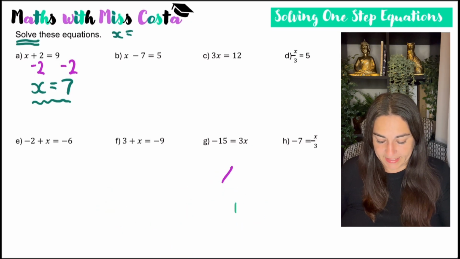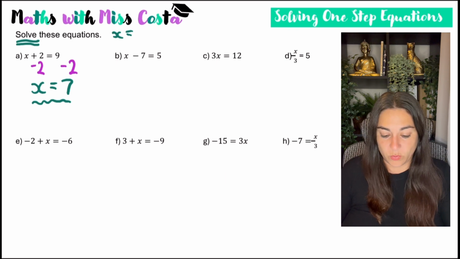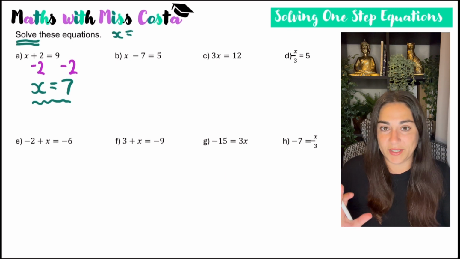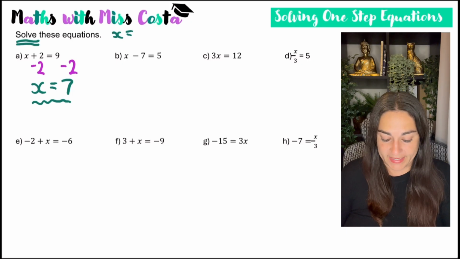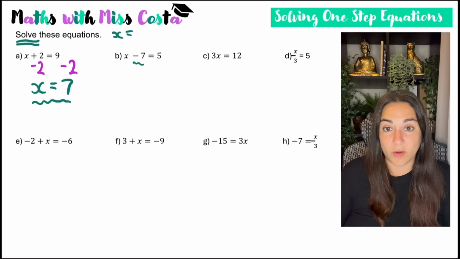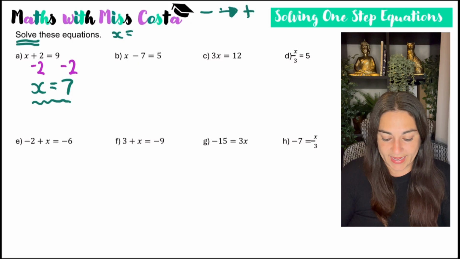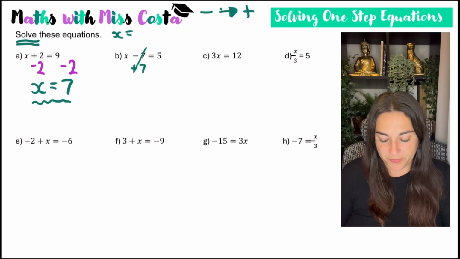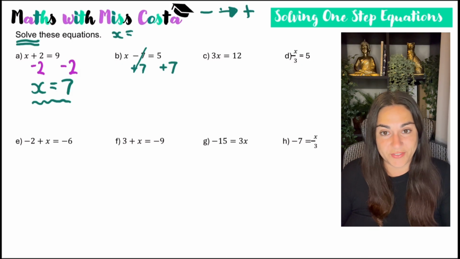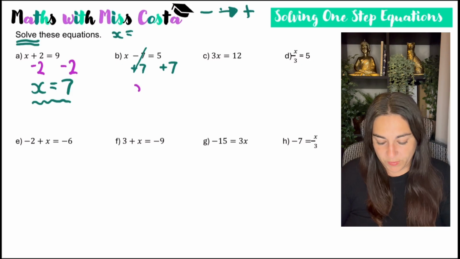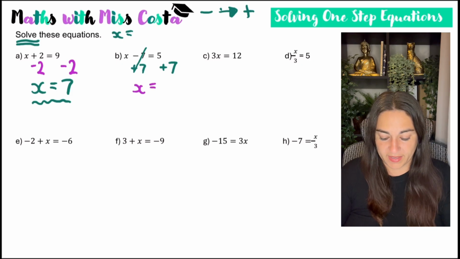So let's use the balancing method. Imagine the scales, and all you do is, as long as you do the same thing to both sides, they're going to remain balanced. Now to get rid of this minus, I want to use the inverse operation. So the inverse, or the opposite of subtraction, is adding. So I'm going to add 7, because if I add 7 to this side, that cancels out to make 0. But because I've done it to this side, I'm going to want to do it to this side as well, so that the equation remains balanced. So that would leave me with x equals 5 plus 7, which is 12.